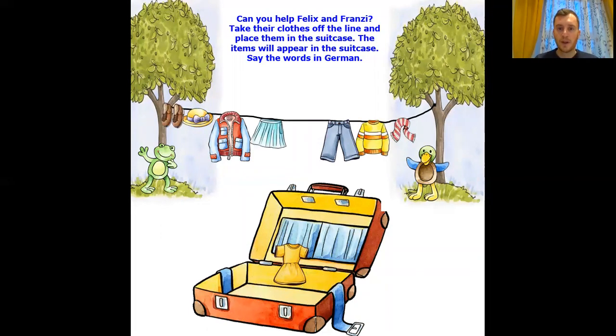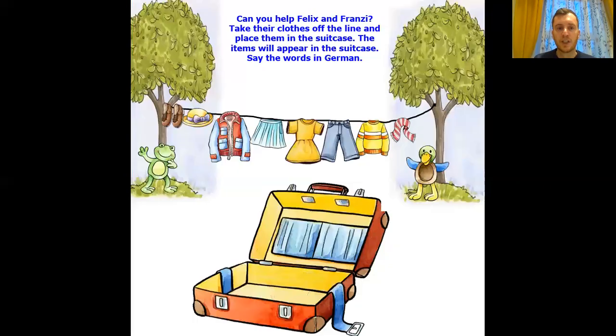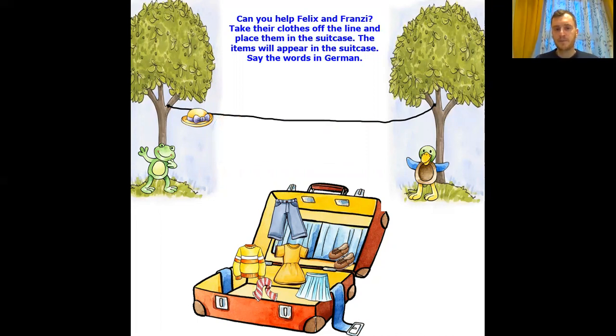I want to double check that one myself, so I've got the right der, die, or das. It was der Schal, der Schal. A good job, I went back to check. Then we have the trousers, which is die Hose, die Hose. Then the jackets, die Jacke, die Jacke.